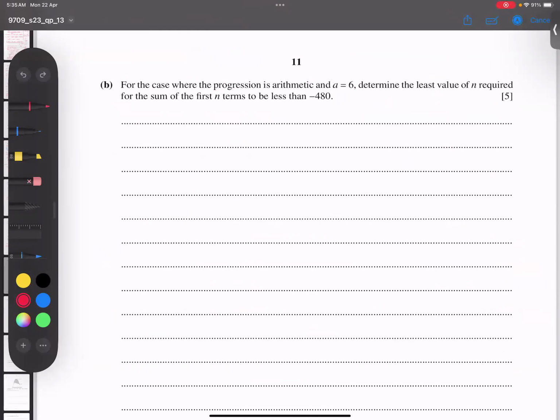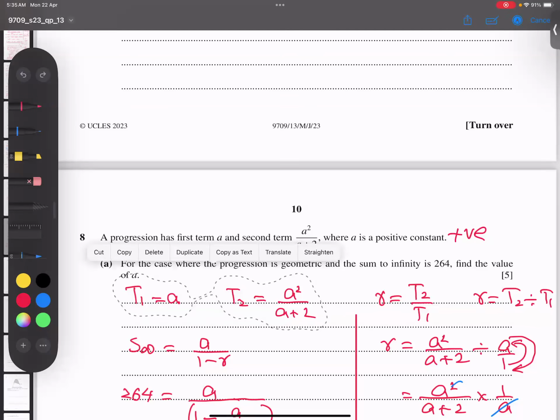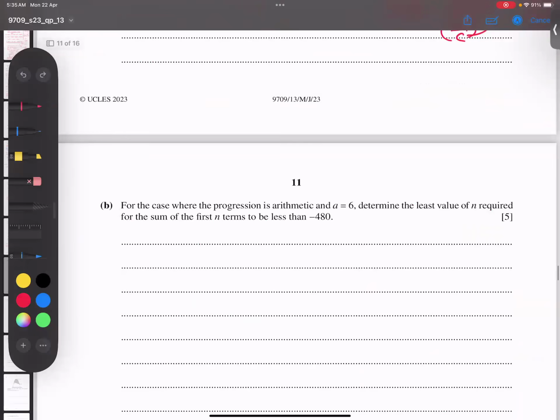Okay, alhamdulillah rabbil alameen. Now the case where the progression is arithmetic and A is 6. So make sure, students, that this top line applies to both. I will write the first term. I think I wrote it already. So I will shift this to another page. Now he said that if the progression is arithmetic and A is 6, determine the least number of n such that the sum of the first n terms is less than negative 480. So this is the planning.